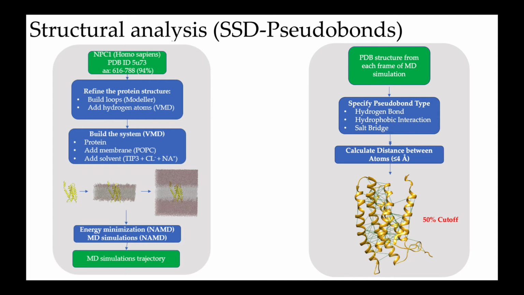From there, we did an energy minimization and a molecular dynamics simulation, and then we had a trajectory file from there. Before we moved into the right diagram, we did something called RMSF, which we'll talk about in just a second. And then from the molecular dynamics simulation, we pulled the PDB from each frame. And then we specified a pseudobond type, so either hydrogen bond, hydrophobic interaction, or a salt bridge. And if those particular residues were less than 4 angstroms apart from each other, and in the molecular dynamics simulation it happened more than 50% of the time, we counted it. And then we did some more analysis, which I'll talk about in just a second.